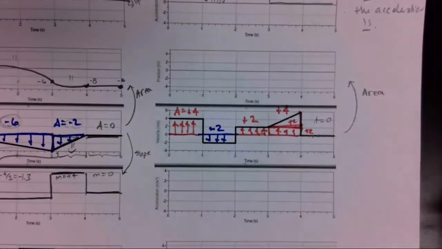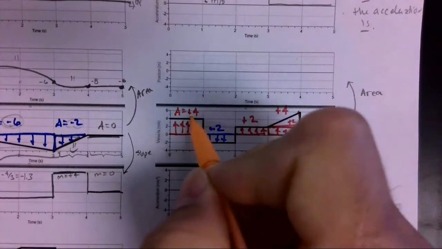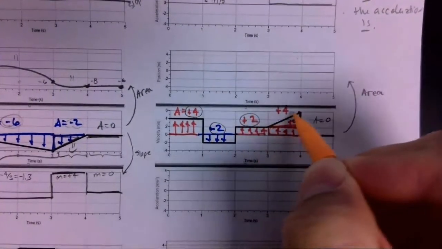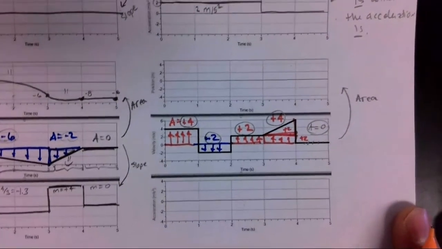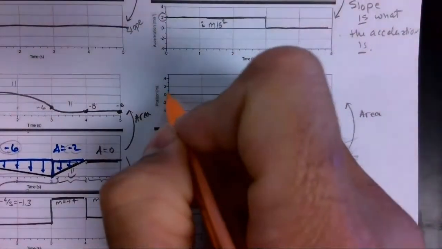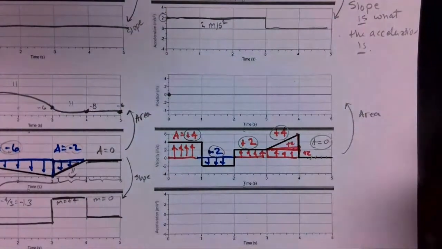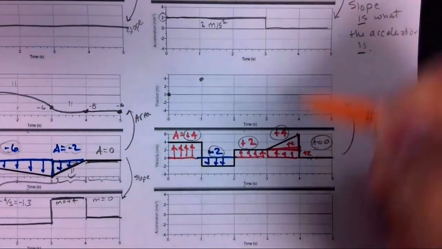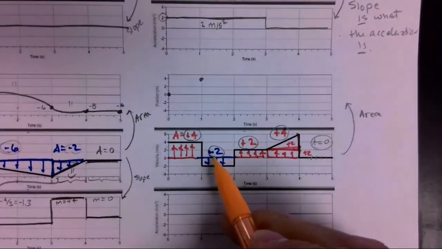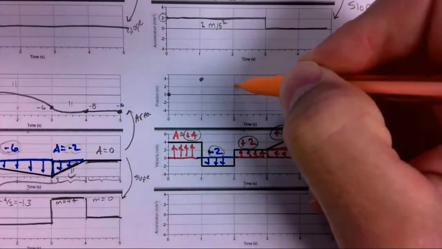So now, after I find my areas, I'm going to do the connect the dots. So again, I like to start at 0. You do not have to start at 0. I'll start it at 0. And then I go up +4. So I go up to +4. And now I go -2. So I go 2 down, 2 in the negative direction.